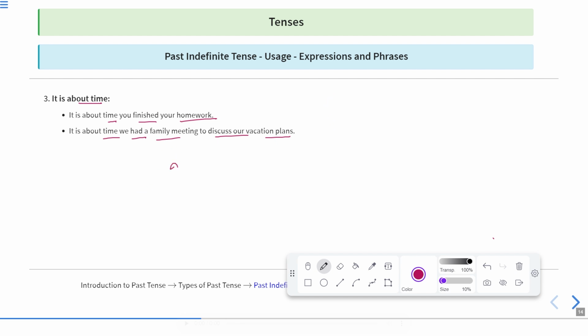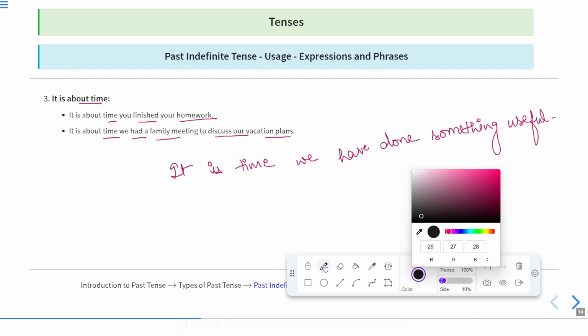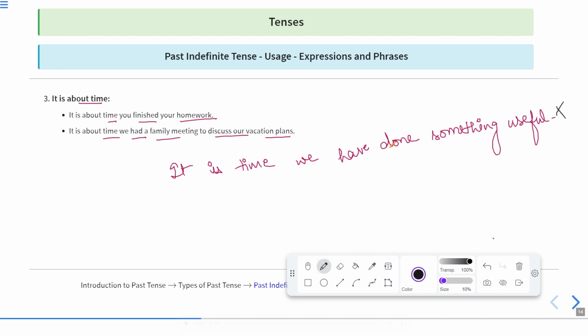If we write a sentence like it is time we have done something useful, do you think the sentence is correct? No, the sentence is not correct. Why so? Here, have done should be replaced with did. So the correct sentence will be it is time we did something useful. So this will be the correct sentence.